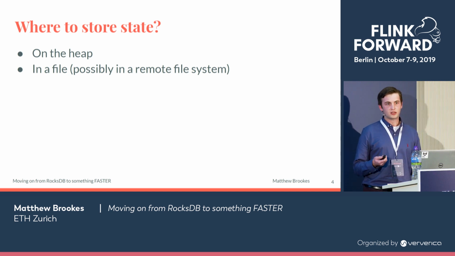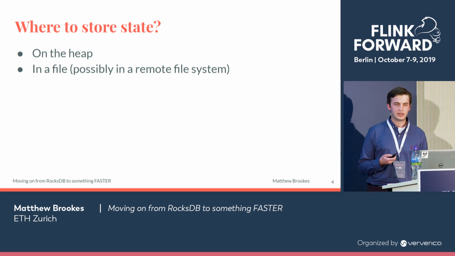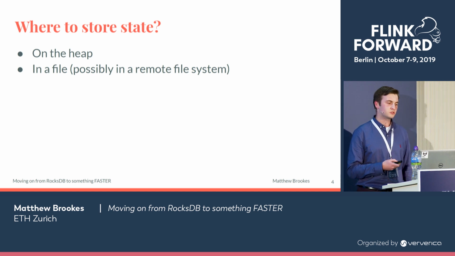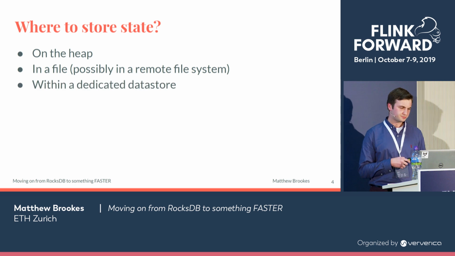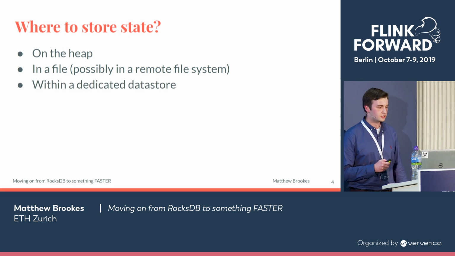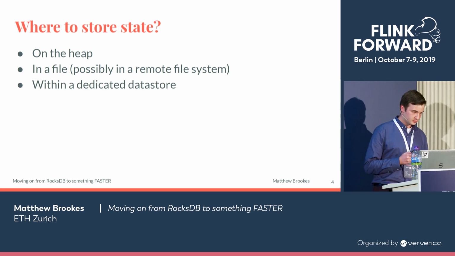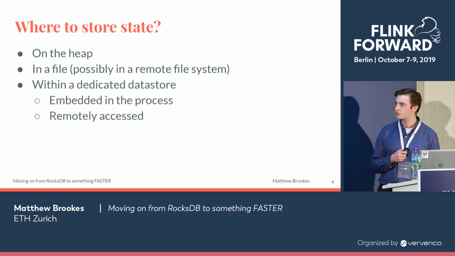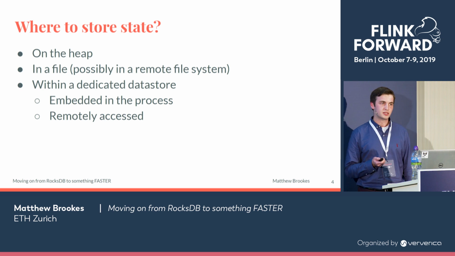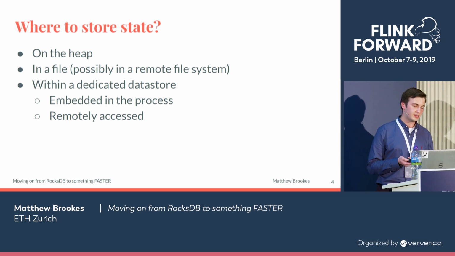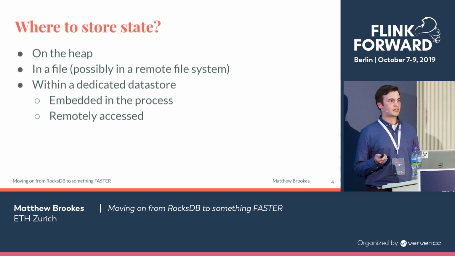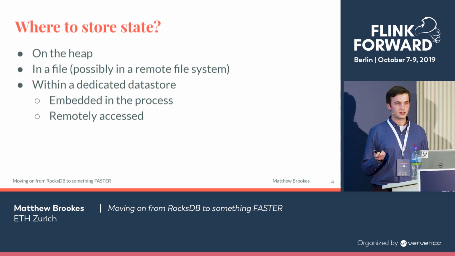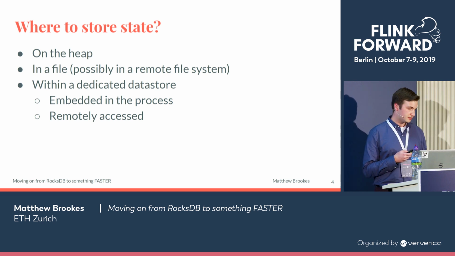But at some point, our file abstraction is not really quite what we need for our data store for stream processing. So we move on and we decide to use a dedicated data store. Now for this data store, we really have two options. We can either embed it in the process, so this is what we're doing with RocksDB, or we have a remotely accessed data store, something like Cassandra or HBase.